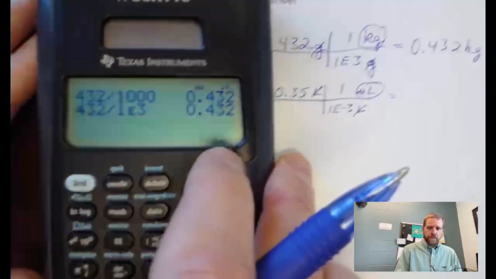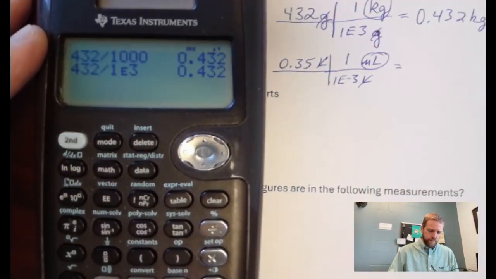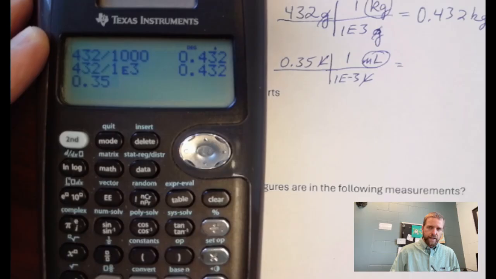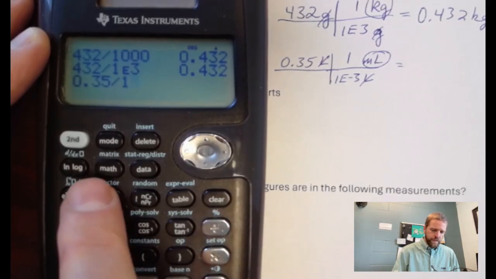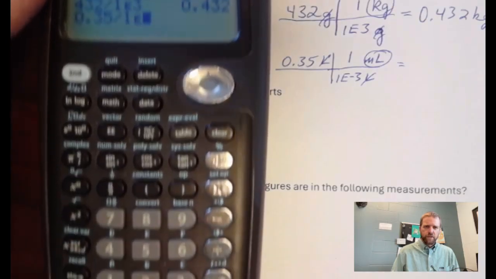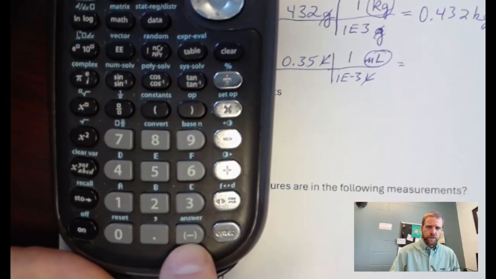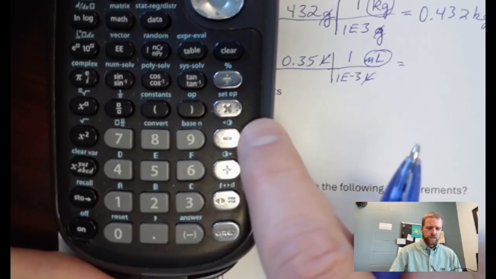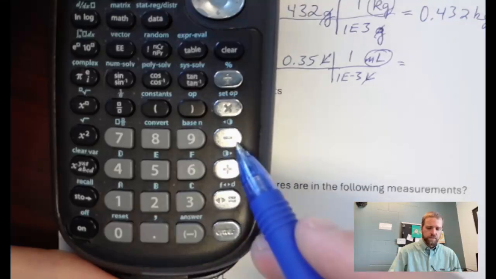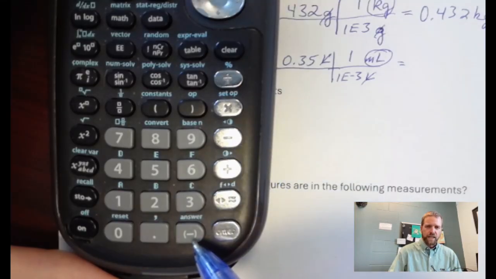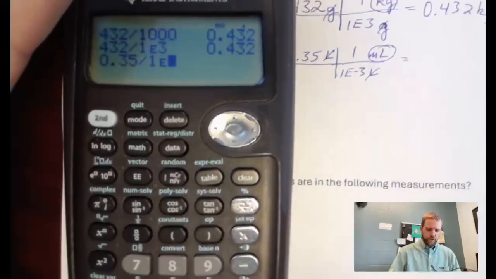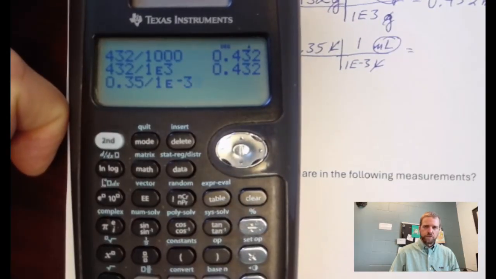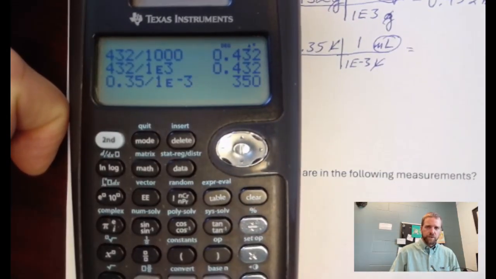When I go over to my calculator, I'm going to punch in 0.35, and then divide that by 1E, and then put minus 3. On your calculator, you need to use this button right here for the minus, because you're putting a sign on the number. This is a negative 3, not a subtraction symbol. This is the subtraction button, and this is the sign button. So I push this button to get the negative sign, then 3, and hit enter, and that gives me 350.